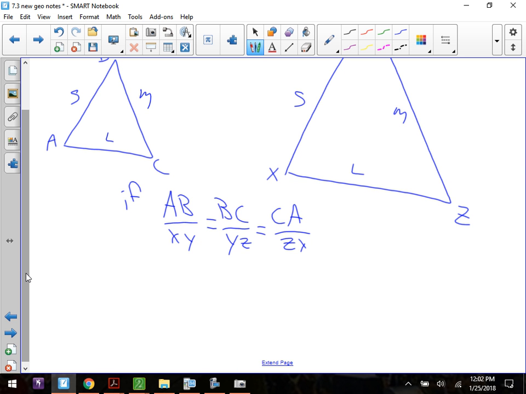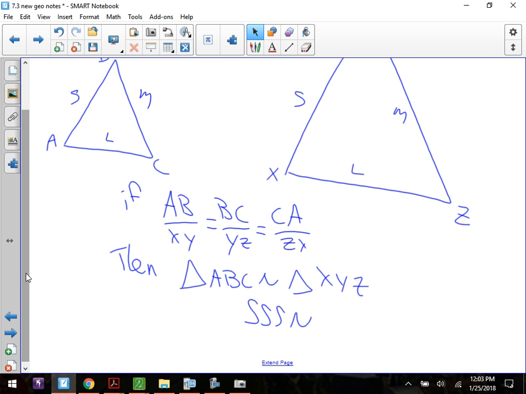But as long as you're consistent, it's okay. So if all three of those ratios work, then your triangles would then be called similar by side, side, side, similarity.